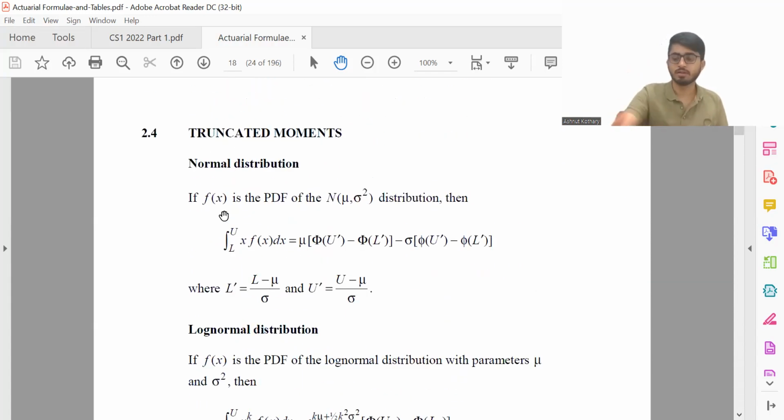Similarly, for normal, the limits should ideally be minus infinity to plus infinity. If the limits are say minus infinity to 1 or say 0 to infinity, all of these will fall under truncated moments. So just take down this in your notebook itself. Results for truncated moments for normal and log normal distribution are given in page 18 of actuarial tables.